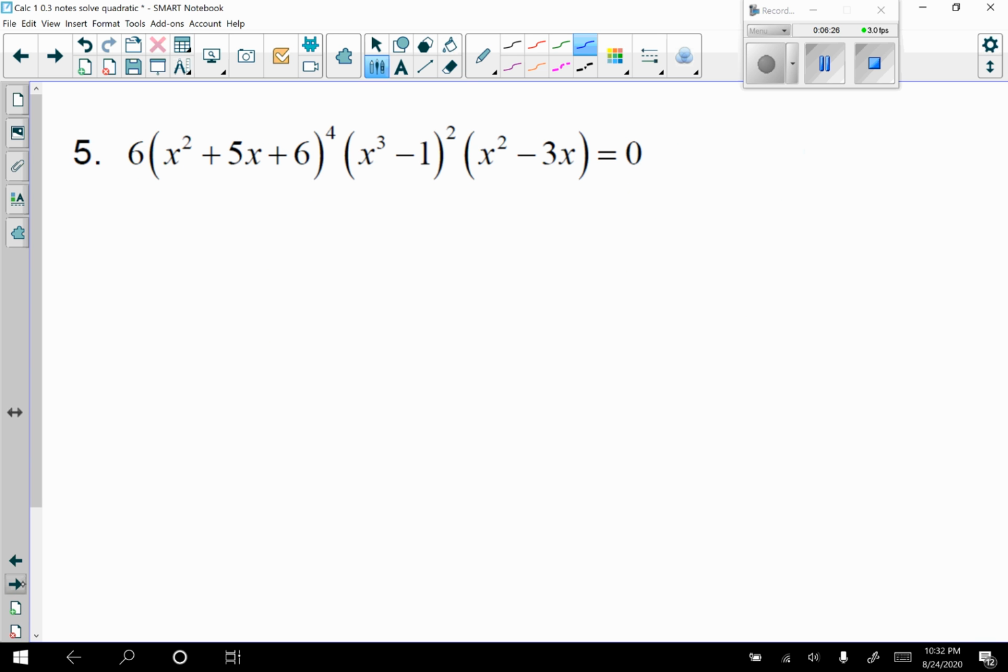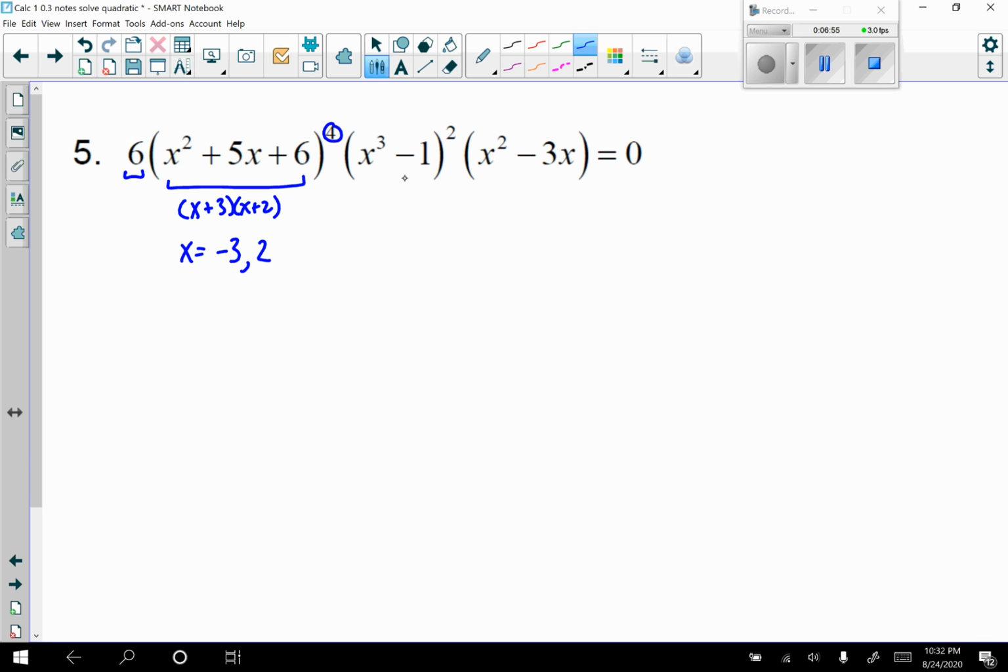All right, so think about this one. Doesn't matter how big each piece is. If it's factored, solve each piece separately. The 6, yeah, no solutions there. There's no variables, so it doesn't matter. X squared plus 5x plus 6 doesn't really matter that it's here 4 times right now. We're just going to solve the inside. That's x plus 3, x plus 2. So we get answers of negative 3, positive 2.